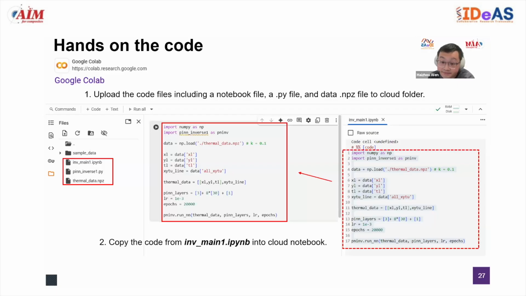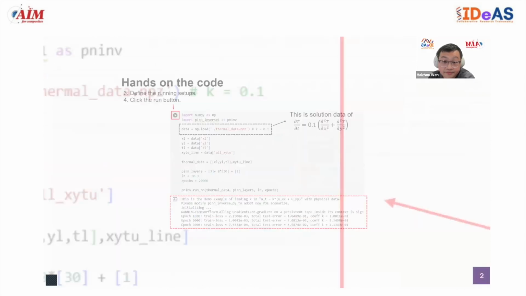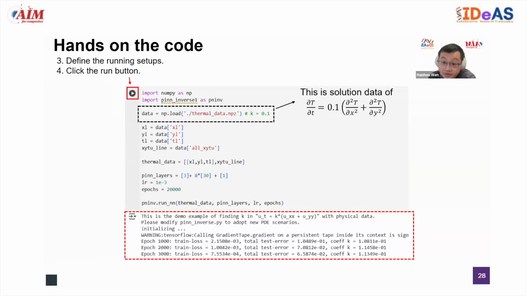So we still upload the three files, including a notebook file, a Python file, and MAT data files, to the online content folder, copy those codes inside the notebook, and use the default setup. When I click the run button, you should see some output coming out. The dataset I use here is a solution result of this specific heat conduction equation, and the coefficient is exactly 0.1.